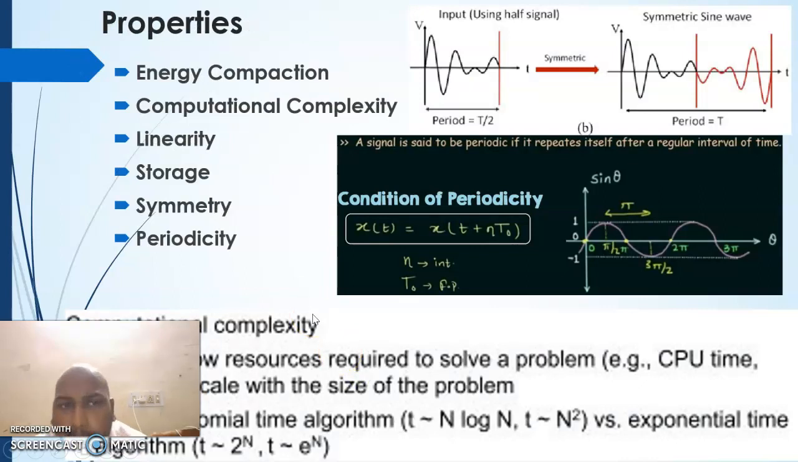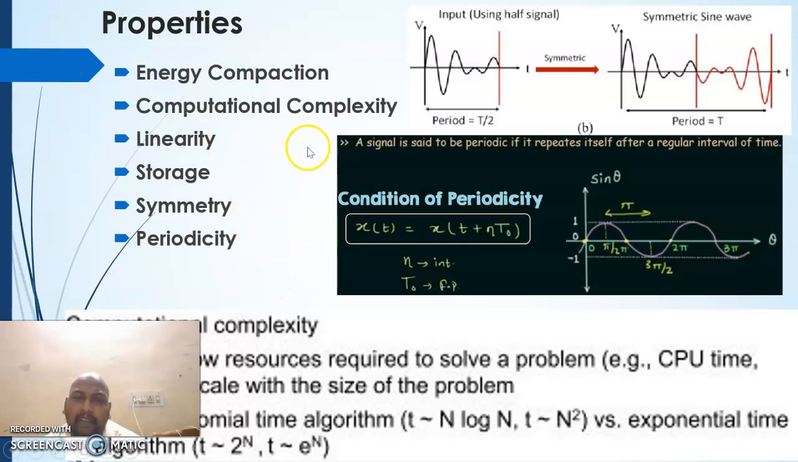When we consider the properties of orthogonal transformations, they satisfy energy compaction and computational complexity. These two properties are very important when considering orthogonal transformations. Next, linearity, storage utilization, symmetry property, periodicity. Like this, these properties are handled by orthogonal transformations.